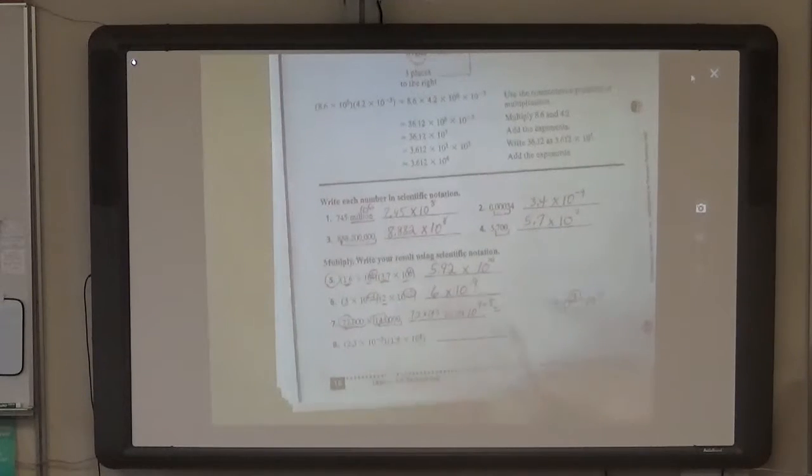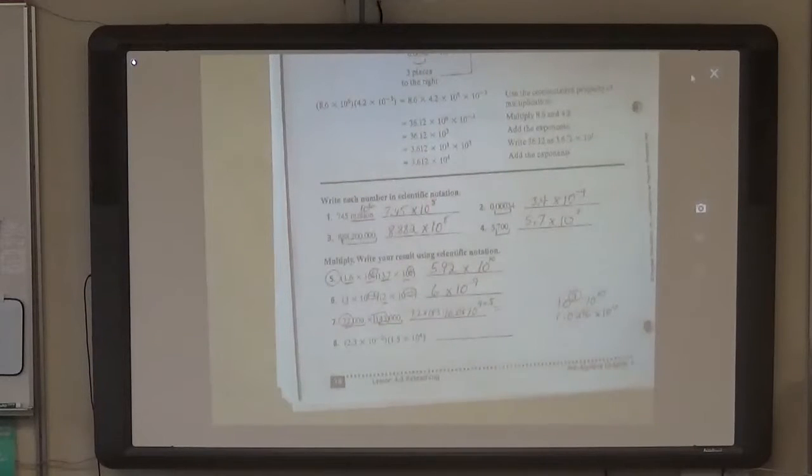This is the reason I'm going through this, you guys, is this is on the test. Okay, this is going to be on your test. You need to know how to do this. So, we change it to, the answer is 1.0296 times 10 to the 10th power. Okay?